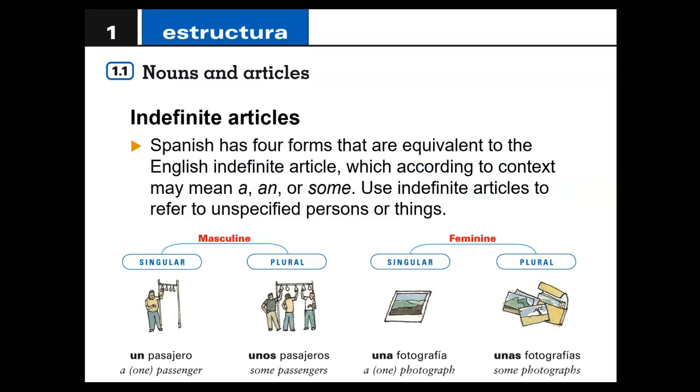So indefinite articles, these are the words for a, an, or some. Masculine singular is un pasajero, which is a passenger or one passenger. Unos pasajeros is going to be some passengers, so unos is some. Singular feminine would be una, which is a or one. And then feminine plural is going to be unas, and that means some.